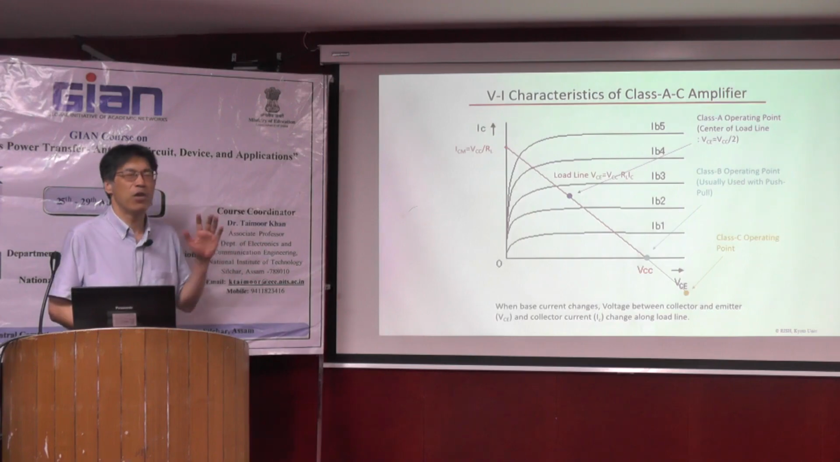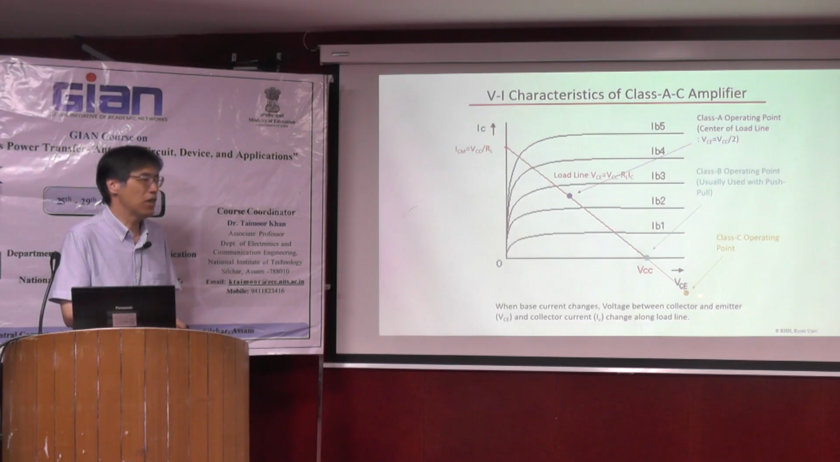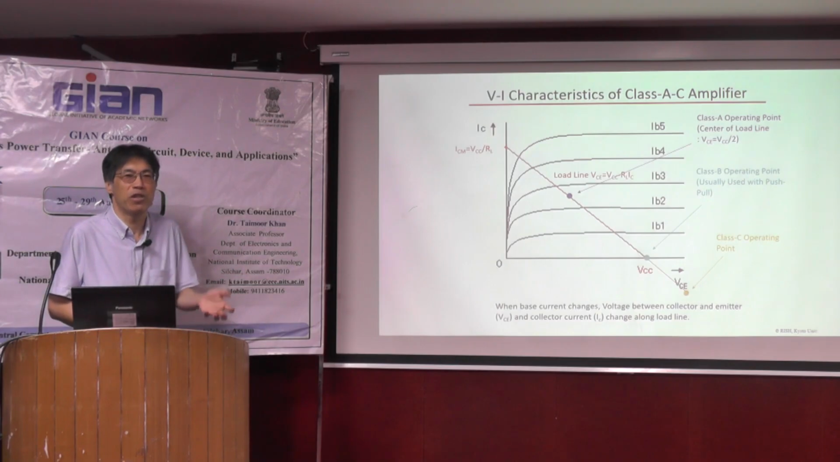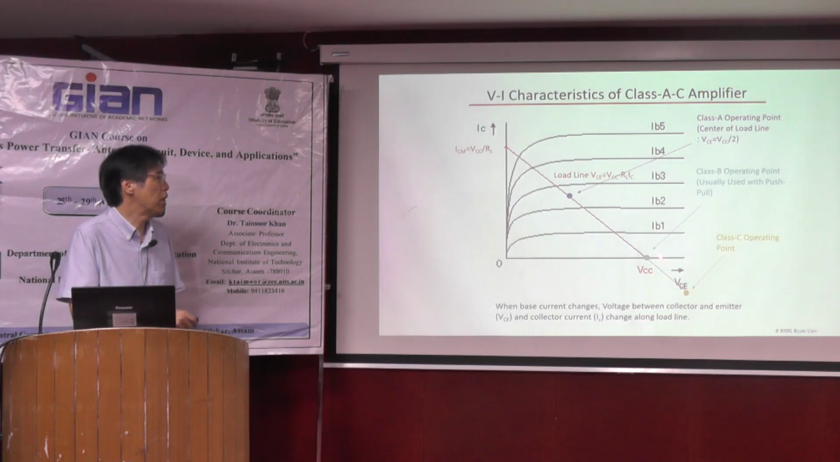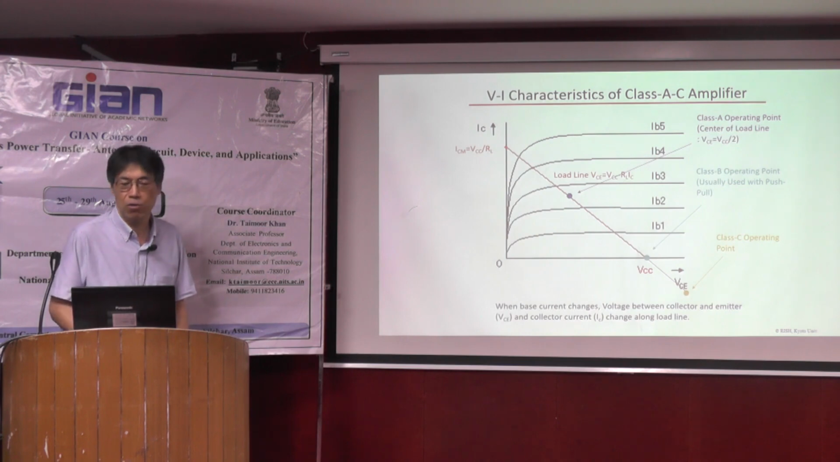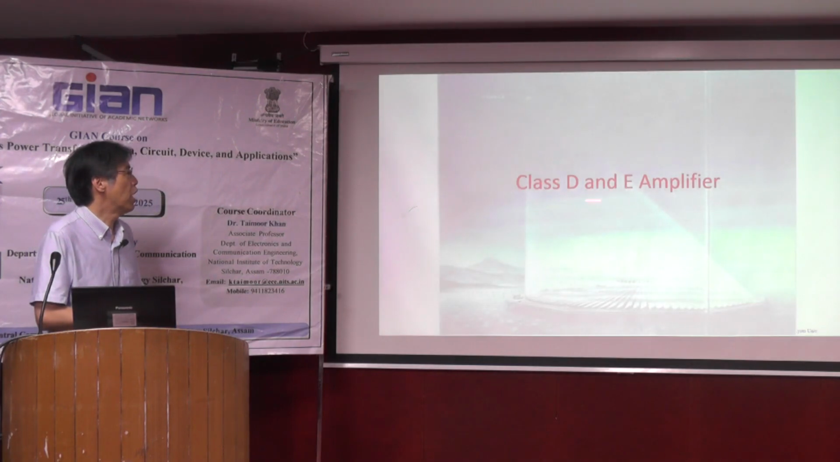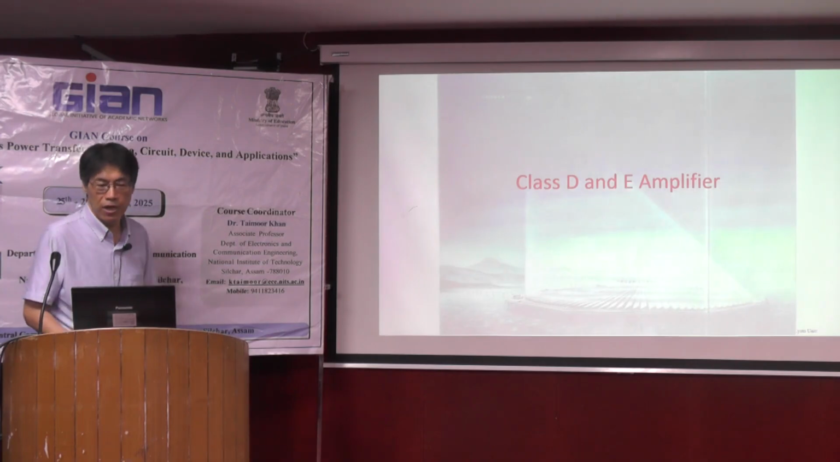But as I mentioned, if we choose class C, of course, we can reach 100%, but our waveform is very strange. So in this case, our limitation of the theoretical efficiency is about 80%. So we need more 20%. So first of all, I'd like to introduce class D and E in order.